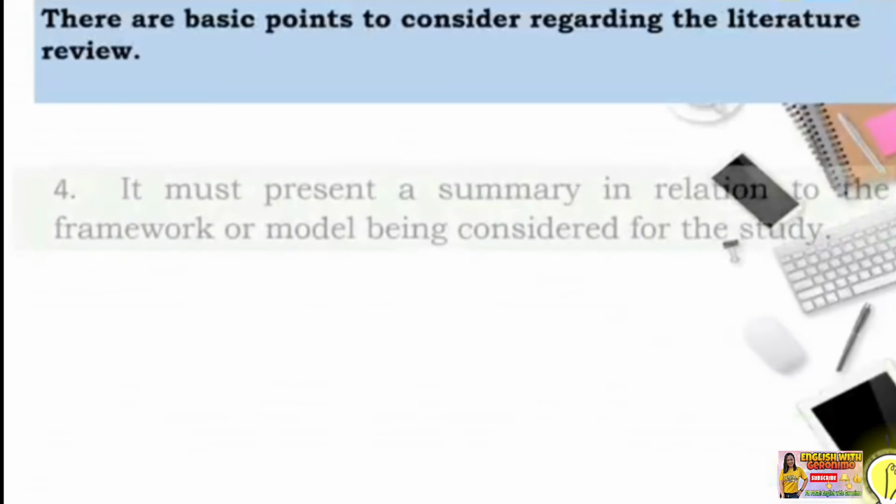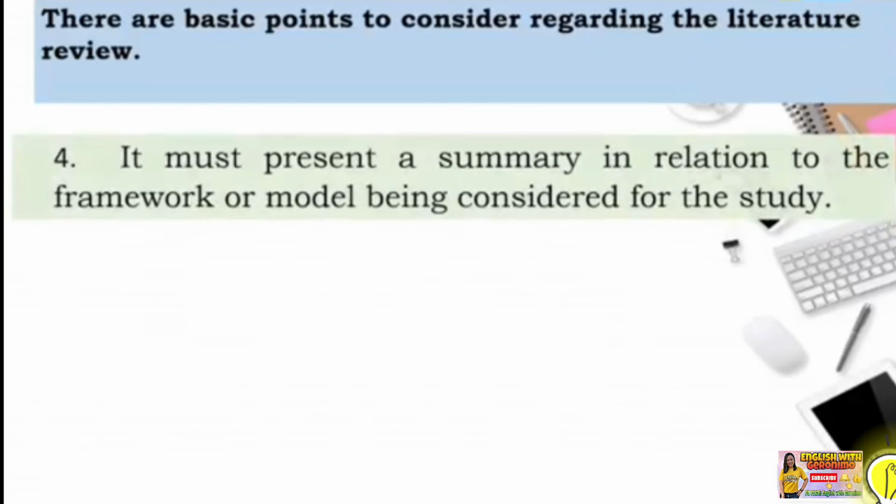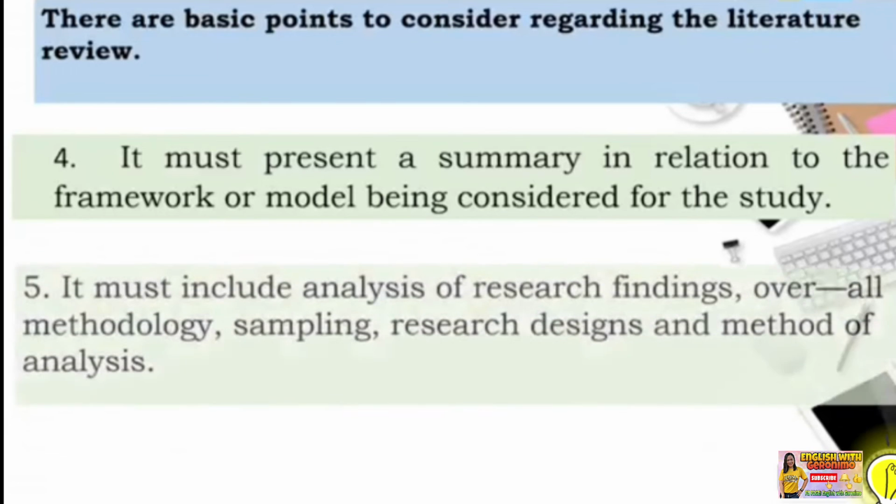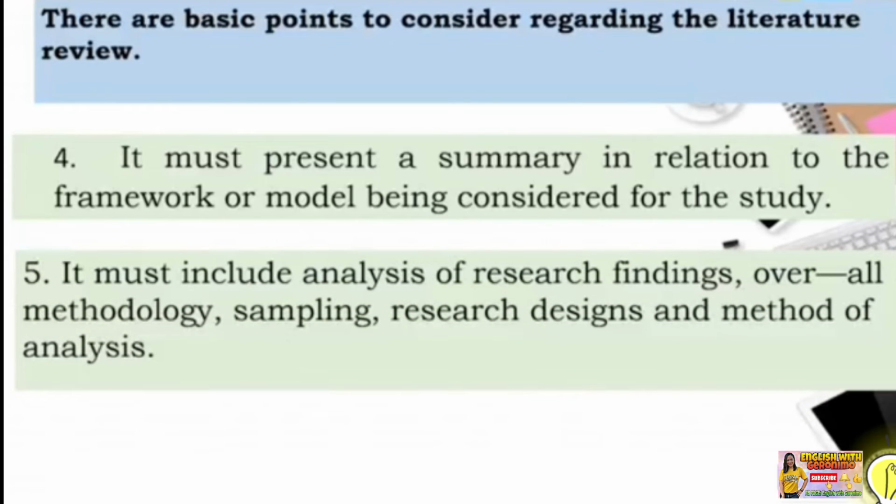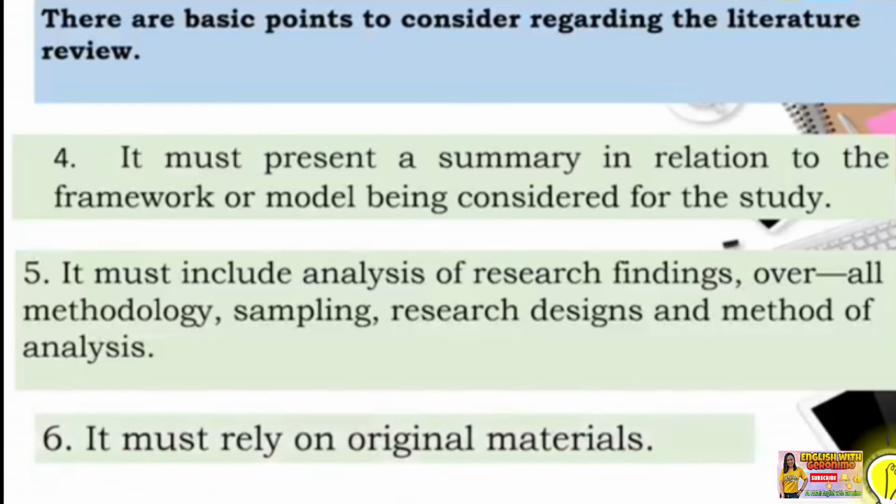Third, the review is vital in the development of the theoretical framework. A literature review must also present a summary in relation to the framework or model being considered for the study. For the fifth one, it must also include analysis of research findings, overall methodology, sampling, research designs, and methods of analysis. And lastly, it must rely on original materials. Relying on the literature reviews done by the other researchers may have a different impact because there is a chance that the reviewer may have interpreted the materials differently.